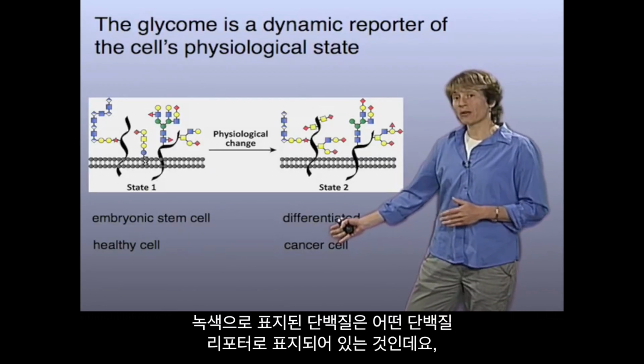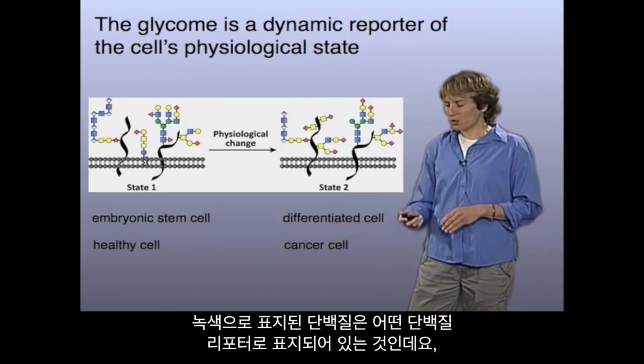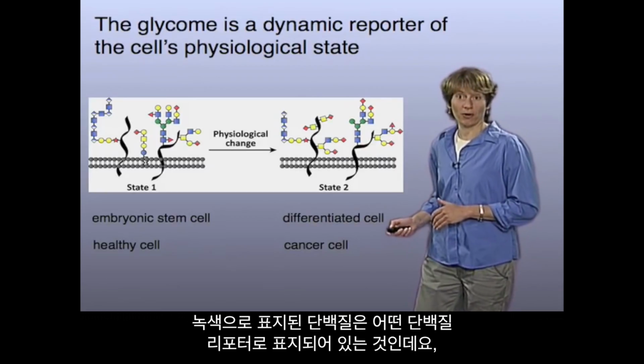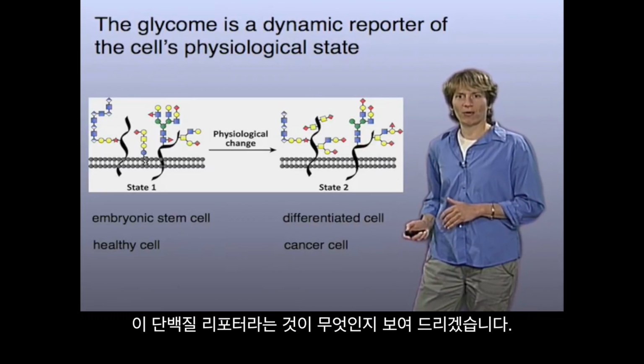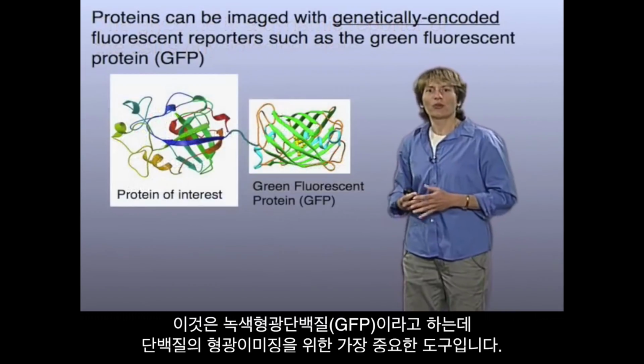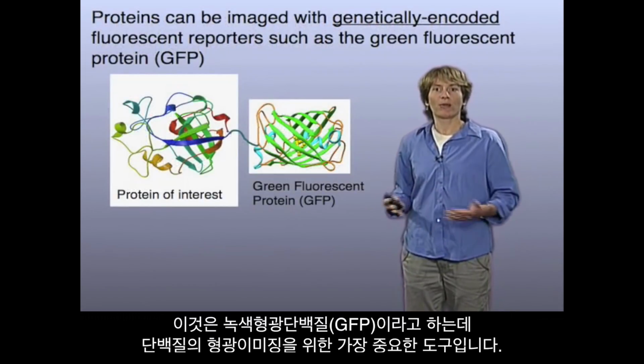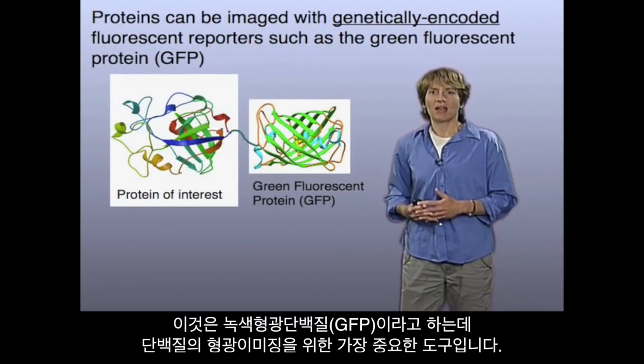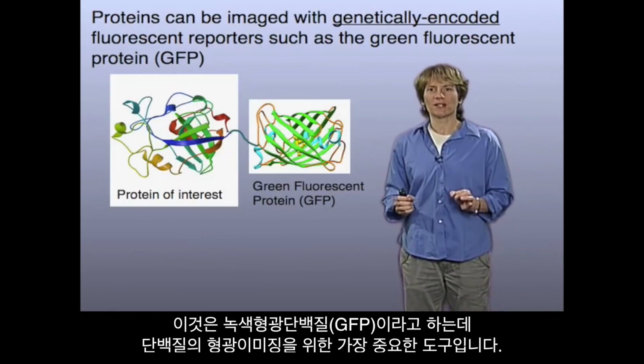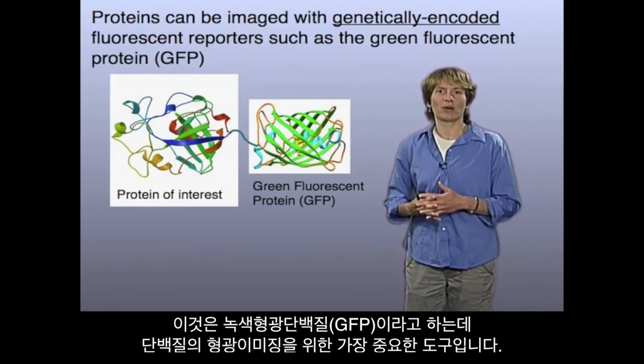And the protein that appears green has been labeled using a genetically encoded reporter. So let me just show you what that reporter is. It's called the green fluorescent protein, abbreviated GFP. And it's one of the most important tools for fluorescence imaging of proteins.